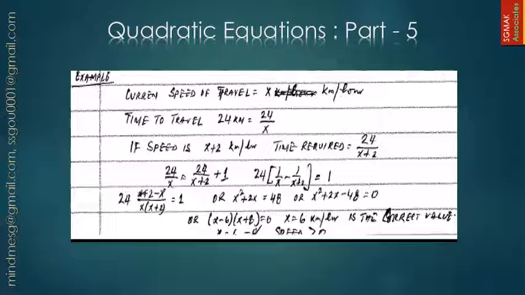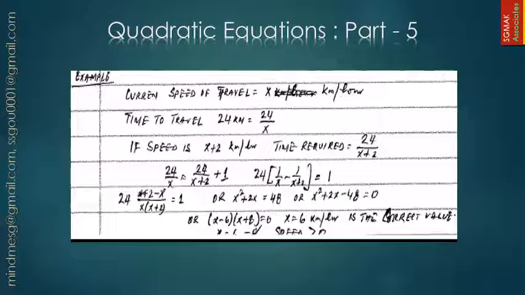So you have this equation: the original time is the new time plus 1 hour, and that gives us the quadratic equation x squared plus 2x minus 48 equals 0. The root cannot be negative, so minus 8 is not a correct value. So 6 kilometers per hour is the correct value, the speed of travel.